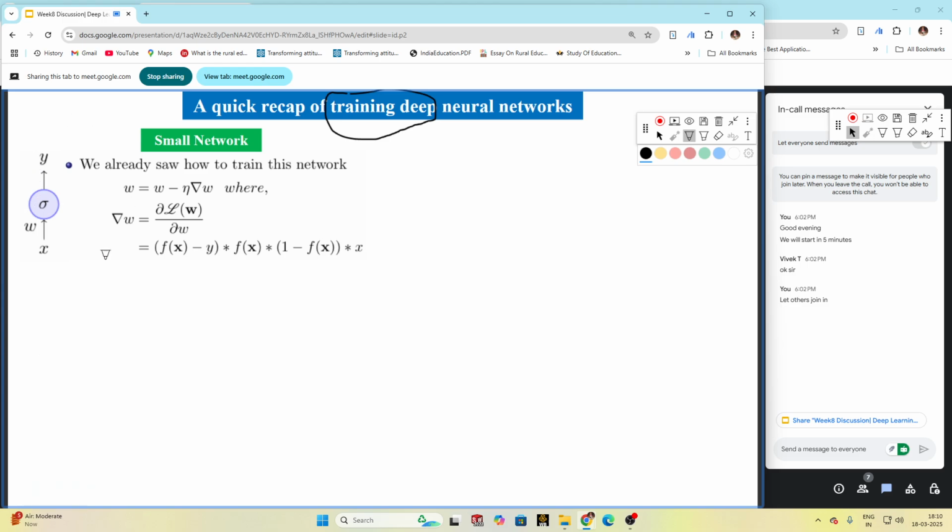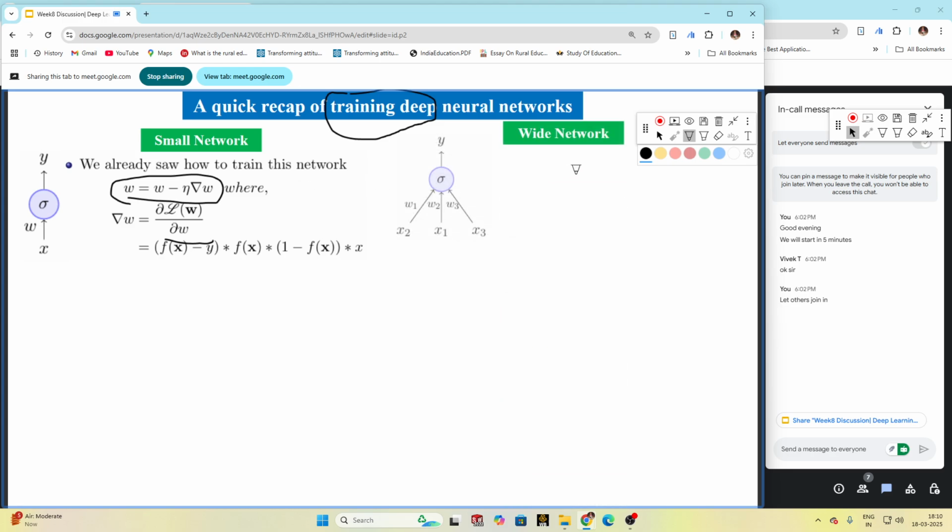This is a small network. You can see one input and one output, and inside we have one activation function, the sigmoid activation function. So we can easily write our backpropagation algorithm. We can update our weight by this formula: weight equals the previous weight minus eta times del w. Del w is nothing but the gradient, and the gradient is calculated as del L by del W, that is, the change in loss by the change in the weight. By that you can easily update the weight. This is for a small network.